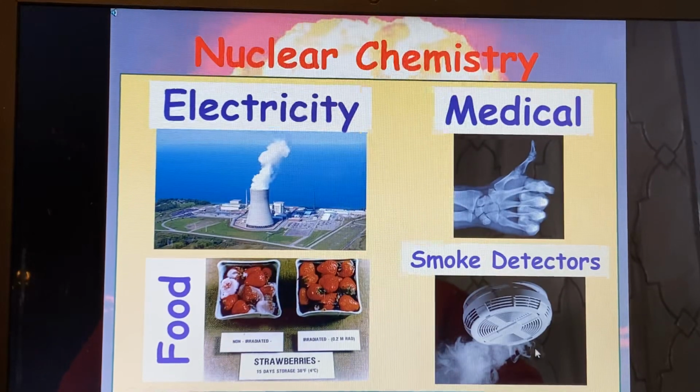You should have these in your house. These do have radiation in them. There's a radioactive source called americium-241. Every smoke detector is built the same way, and it sends out a particle. I believe it's an alpha particle. I'd have to look it up.